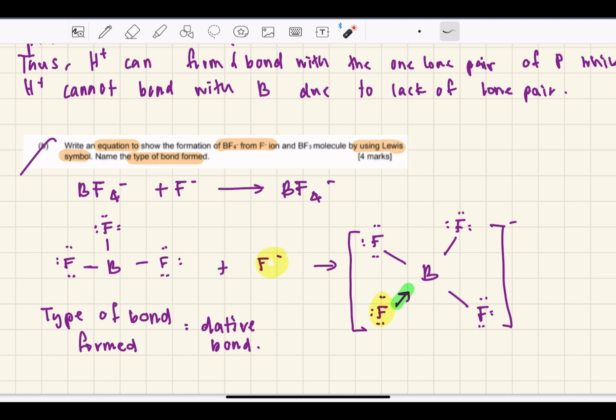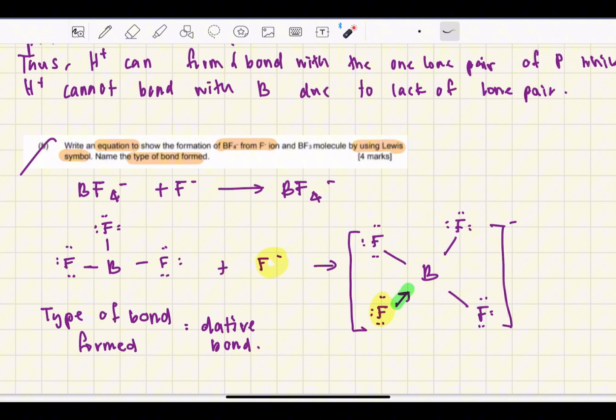So we can see here PF3 plus F minus forms PF4 minus. The fluoride ion will bond to the central atom of PF3. This arrow shows that the fluoride ion bonds with the central atom using a dative bond. So the type of bond formed is a dative bond.